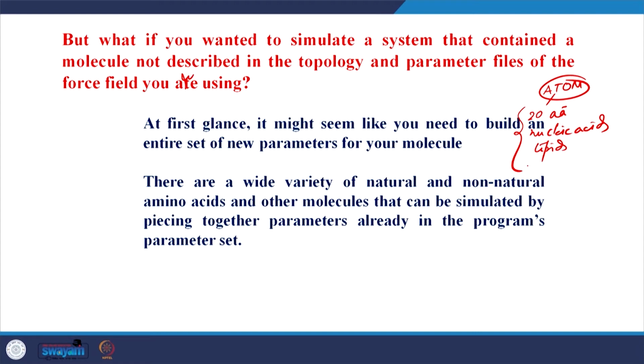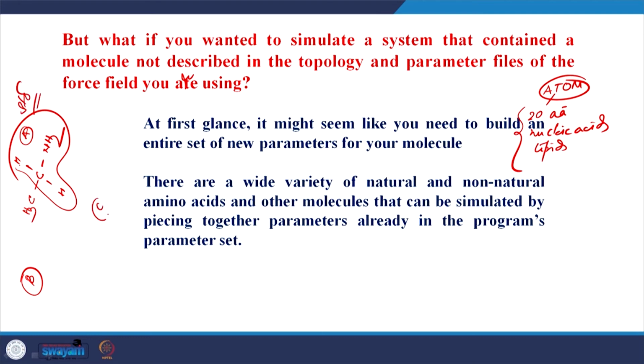This is very interesting. Suppose you need this part from one molecule and the rest of the part from B molecule. These are all standard A, standard B, standard C.